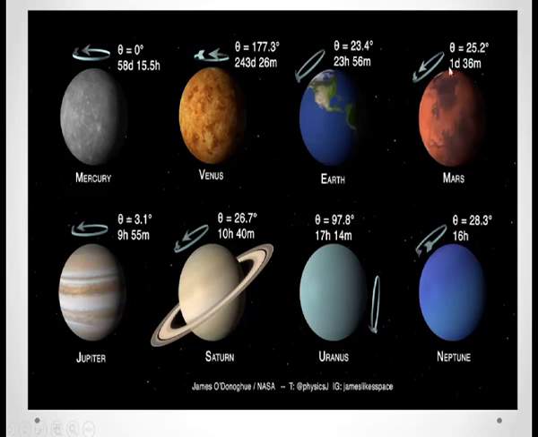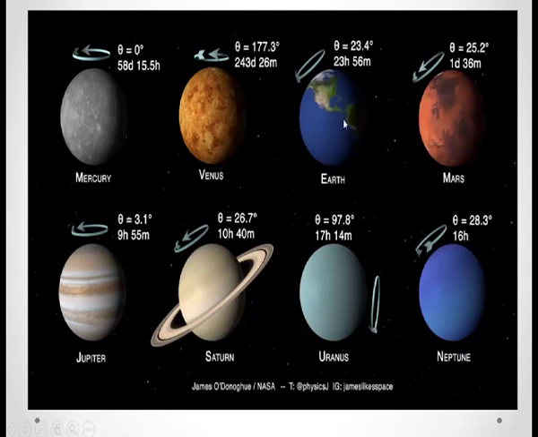Then Mars takes 1 Earth day and 36 minutes. Jupiter takes just 9 hours and 55 minutes to complete one self-rotation. Then Saturn takes 10 hours and 40 minutes to complete one self-rotation. Uranus takes 17 hours and 14 minutes to complete one self-rotation. Neptune takes just 16 hours to complete one rotation. Like that, planets in our solar system take different times to complete one self-rotation.